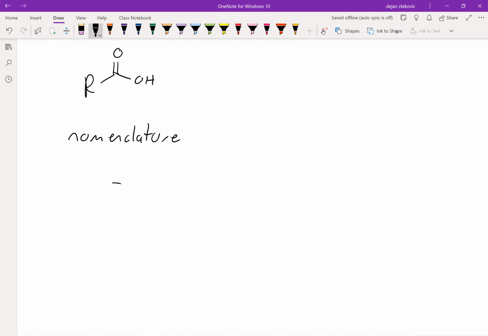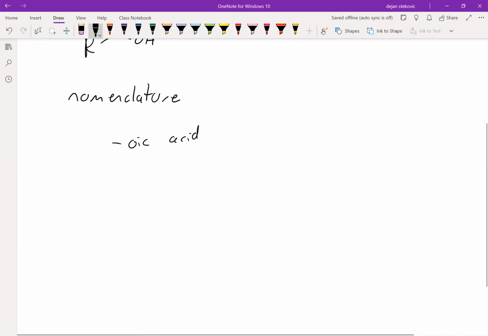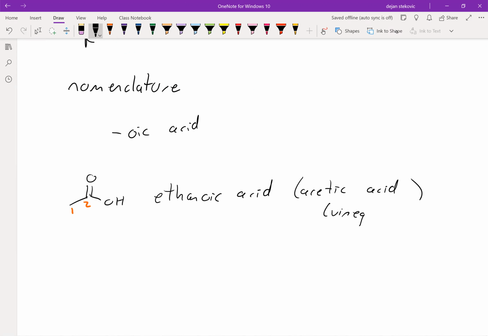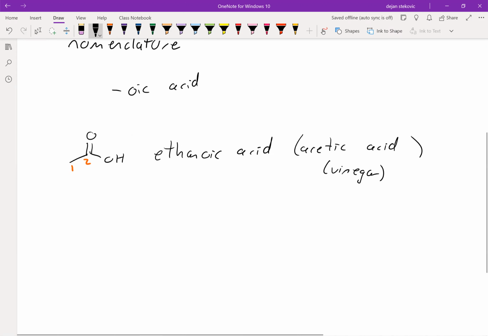For the IUPAC name, you just take the base name and add in oic acid. So for example, if we have 2 carbons, that's ethane. So we change this to ethanoic acid. However, it has a much more common name, and that's acetic acid. And this, by the way, is the main component in vinegar. Well, actually, water is the main component, but that's the main non-water component.